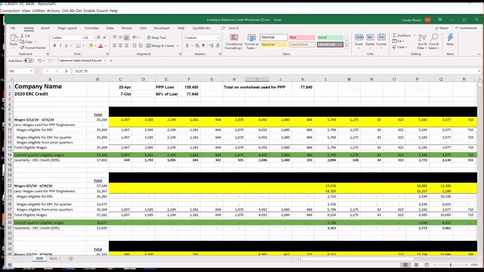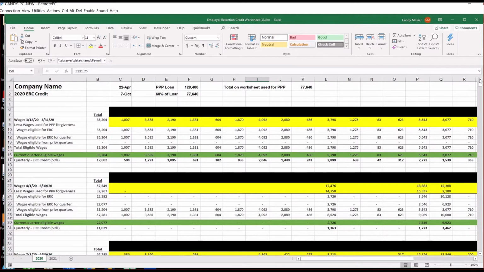I just had someone ask how to calculate what is available for the ERTC credit and what needs to be retained for the PPP. So I want to show you two examples of spreadsheets that we have used to help calculate the Employee Retention Tax Credit.